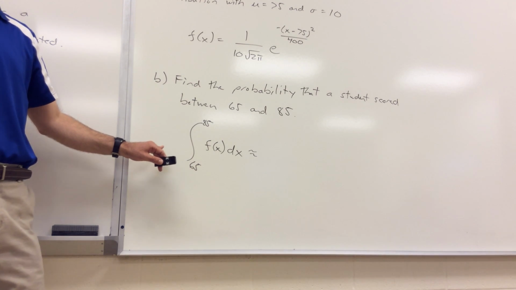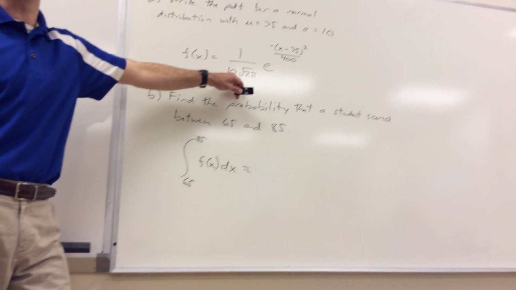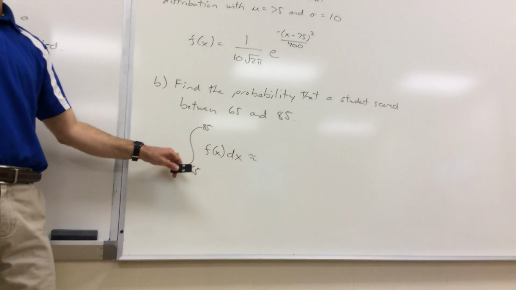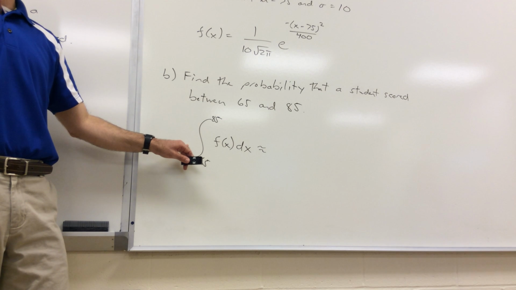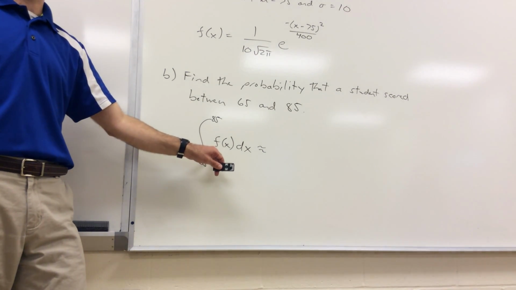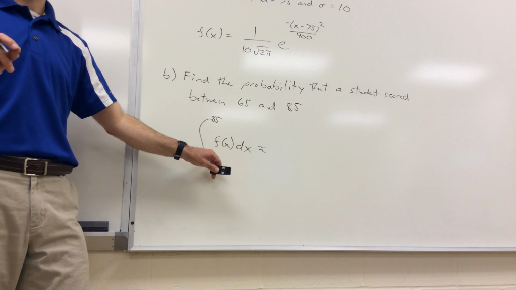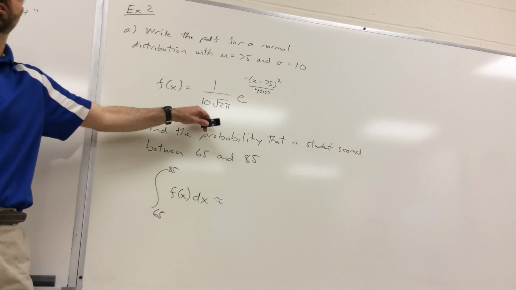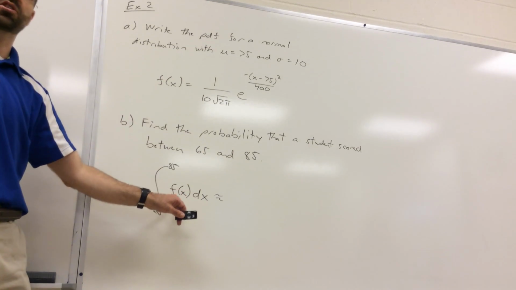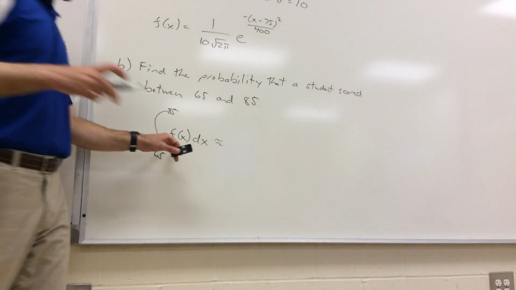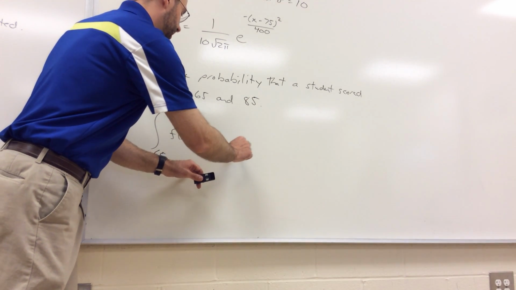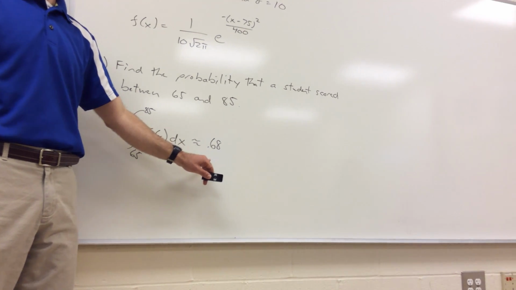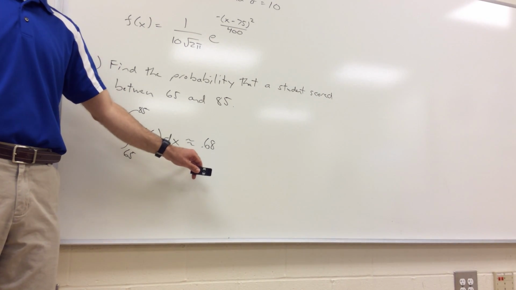So my advice when you do your homework is put this in your y1, right? And then math 9 y1 from 65 to 85. So you don't have to type it all in again. And if you look at this graph and you've got a bell curve, you know you have it typed in correctly. So then you'll get this integral correct as well. And this comes out to about 0.68, which means 68%.